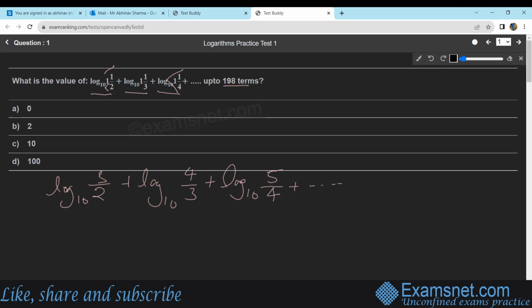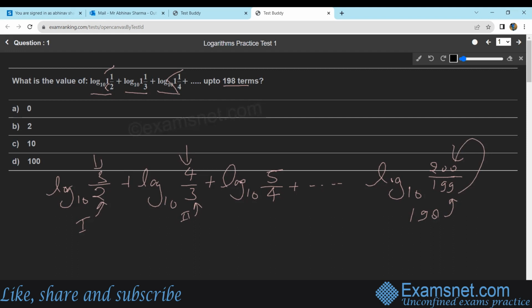So we have to find out the 198th term also. So what will the 198th term be? Log base 10 of 200 by 199. That should be the 198th term. As you can see, the first term has 2 in the denominator and 3 in the numerator. The second term has 3 in the denominator and 4 in the numerator. So in the same pattern, the 198th term should have the next number, 199, in the denominator, and the very next number, 200, in the numerator. So this is the complete pattern.